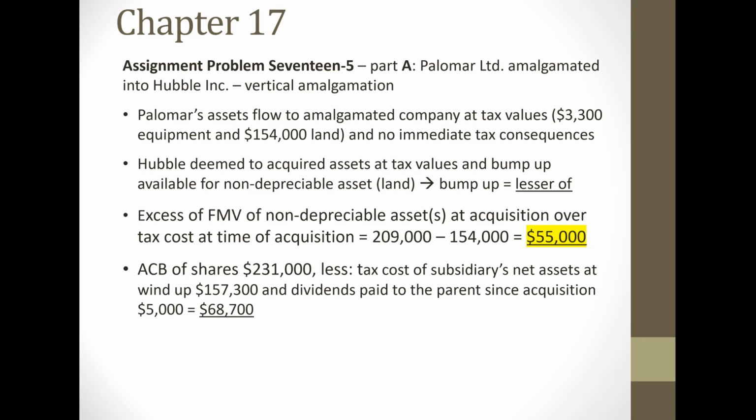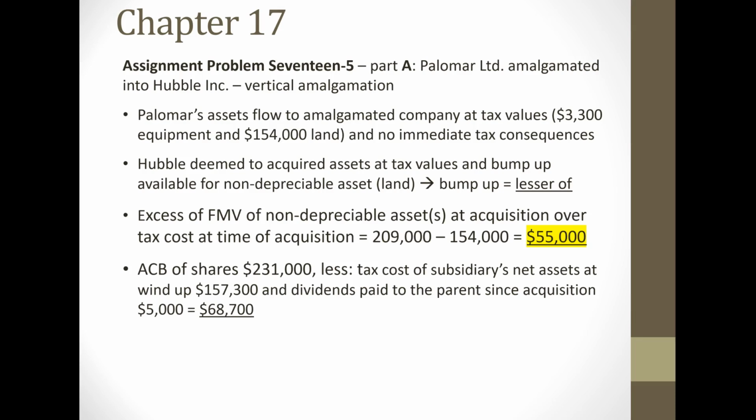$231,000 less the tax costs of the subsidiary's net assets at the time of the wind up. That's going to be the total of the equipment tax cost and the land tax cost of $157,300. And then we also have to subtract any dividends that the parent has received since the acquisition, and Hubble has received $5,000 of dividends. And so the second amount in this bump up determination is $68,700. So the lesser of those two amounts is the highlighted amount of $55,000.